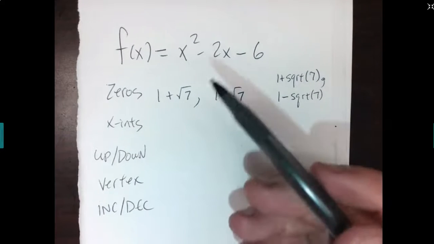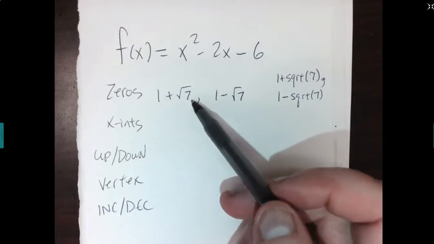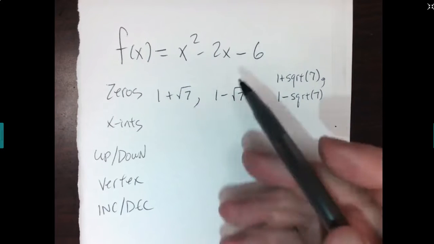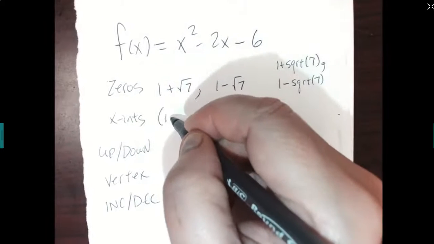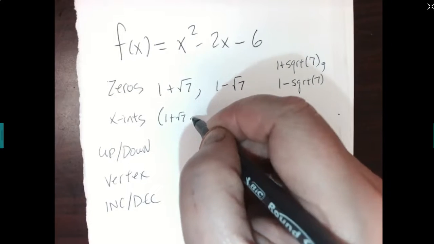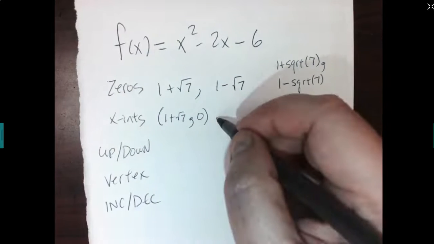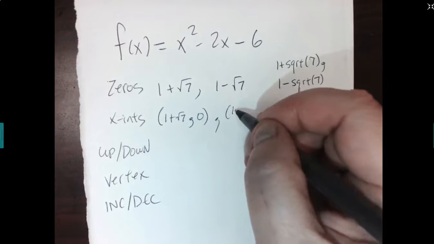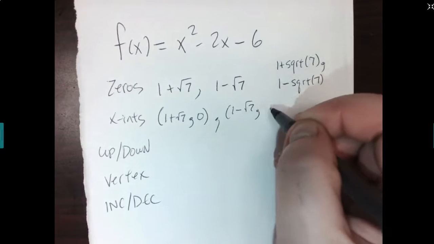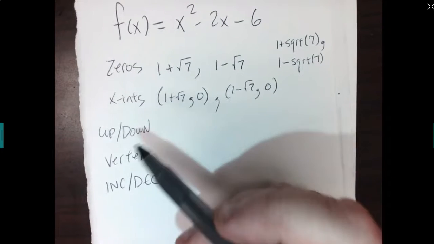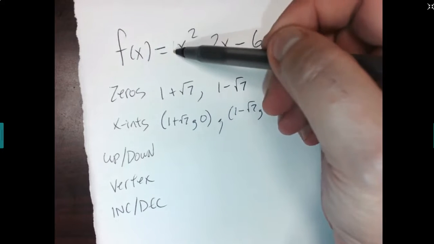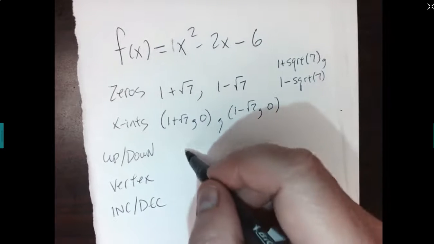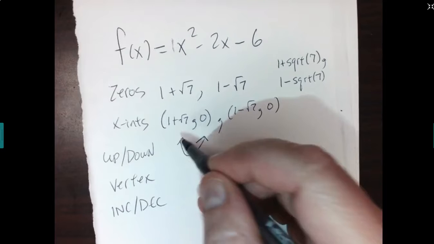Okay. Now, will we have x-intercepts? Well, these are real numbers. There's no i involved, so I do have x-intercepts. I have 2. And the first one will be here. It's that point. And the second one will be that. Okay. Will this open up or down? Well, the leading coefficient is understood to be +1, so it will open up.